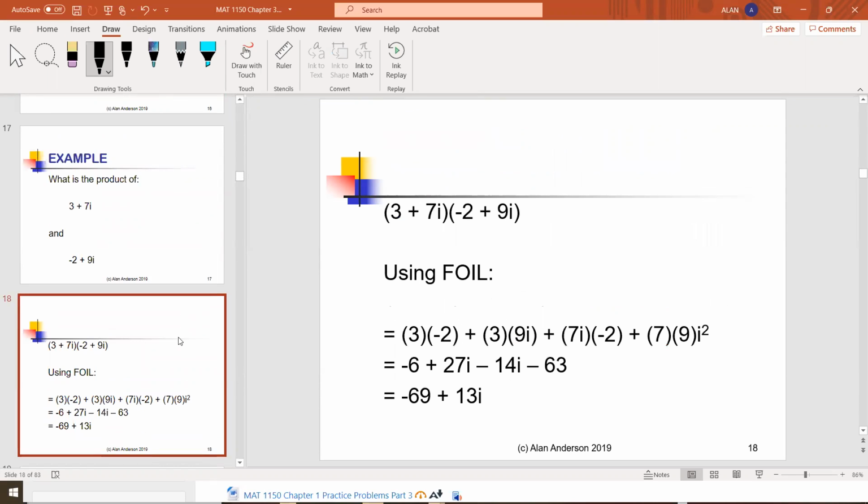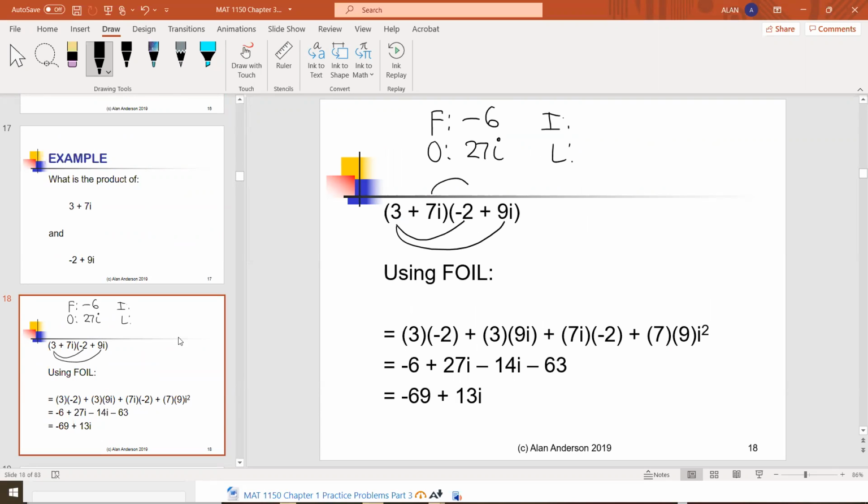All right, so let's do this. Here's the product that we're looking for. Now, here's FOIL. So F is -6. O is 27i. The inner one is -14i. And now look at this last one.